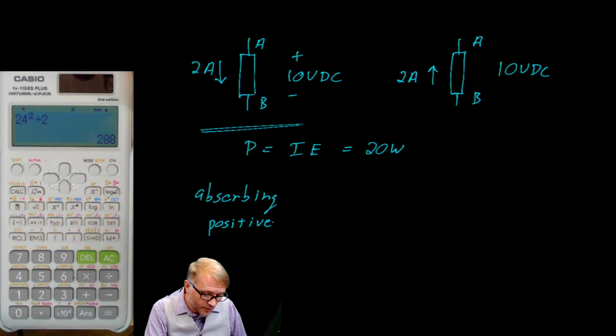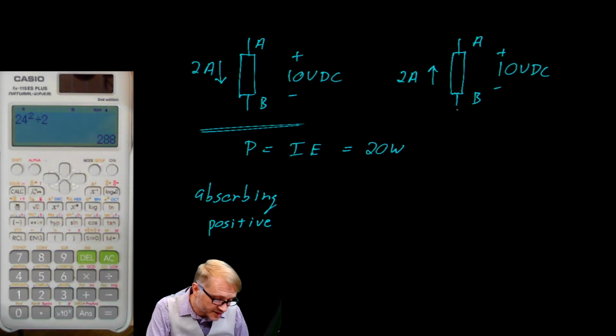Over here, we have voltage A with respect to B is 10 volts, but the current is flowing in the direction of B to A, which is just the opposite. So this here, you could think of this as supplying energy.